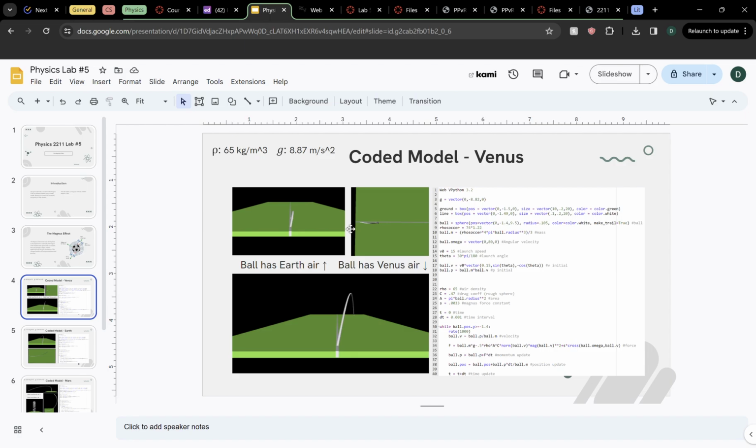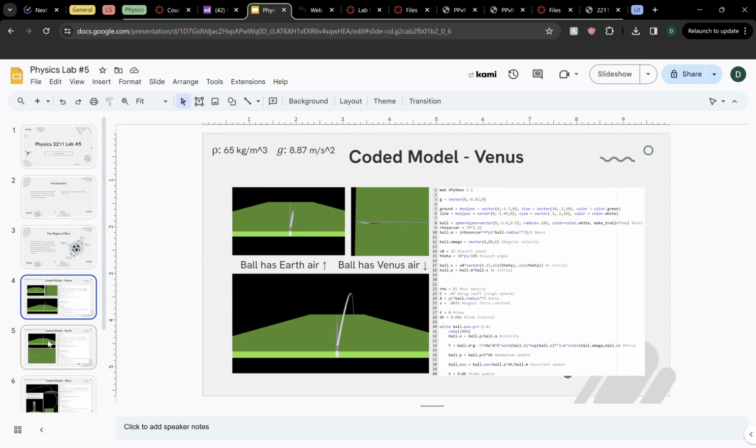So I fixed that by putting Venus's air into the ball and calculating that weight. And then as you can see, there's pretty much no curvature at all. It's just a straight shot, which is due to the super high air density that Venus has.